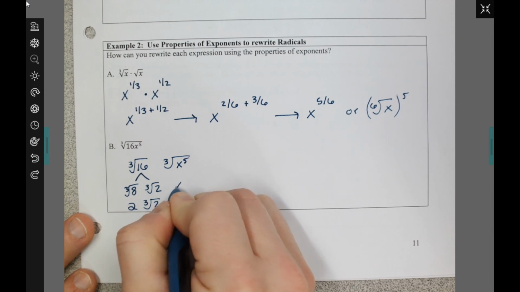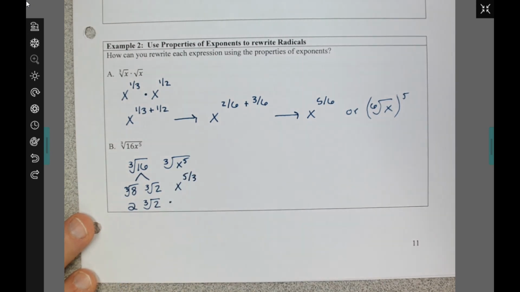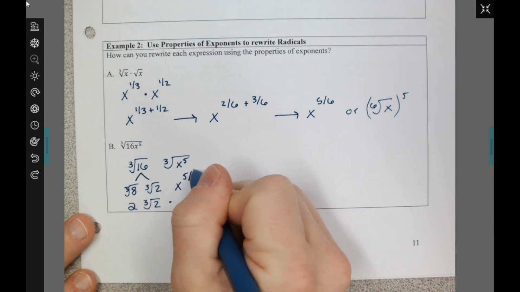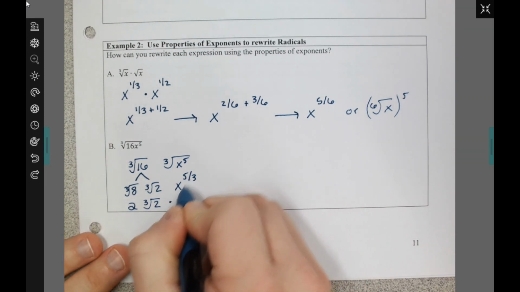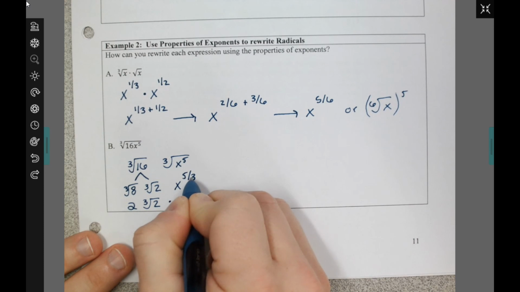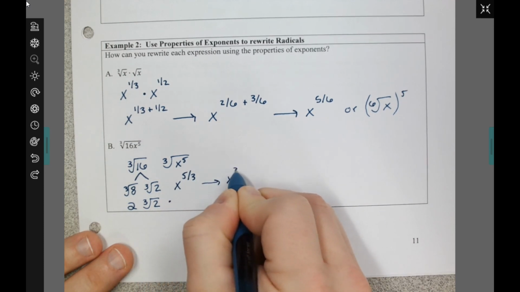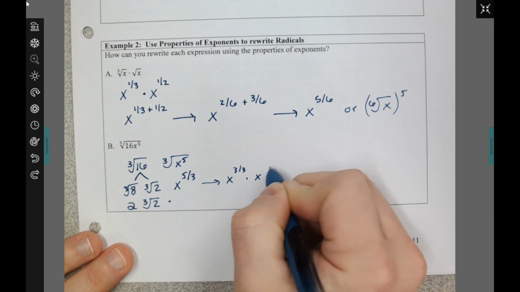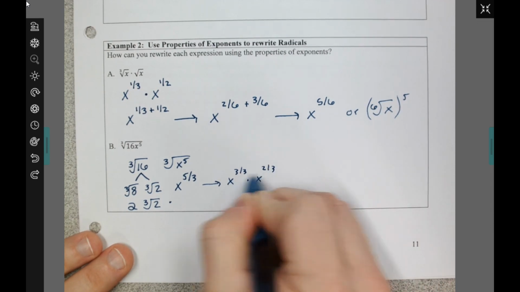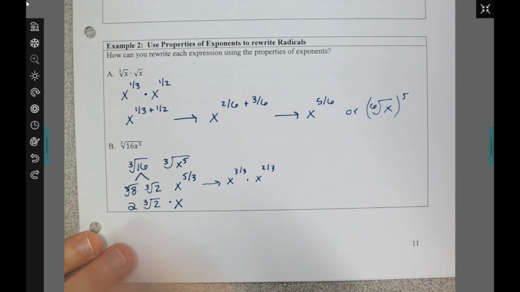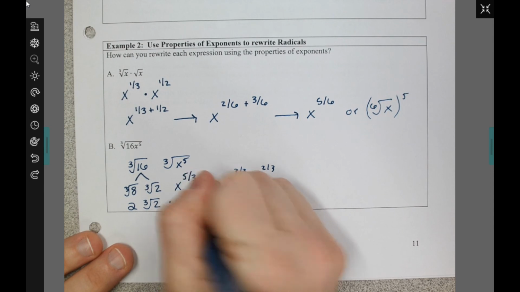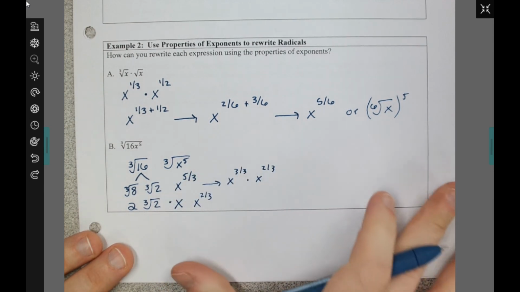So I have x to the 5/3 power. When you have an improper fraction like that, we want to pull out all of the perfect x's that we can. So in this case, I can pull out one full x. x to the 5/3 is the same as x to the 3/3 times x to the 2/3. 3/3 and 2/3 give me the 5/3. So I can pull out one full x out front, and then we're left with an x to the 2/3 over.